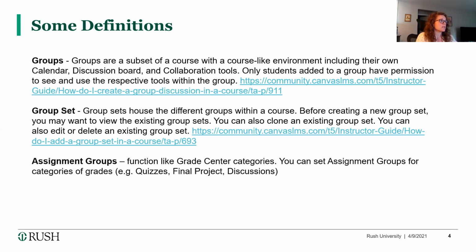And then assignment groups, those function a lot like Blackboard Grade Center categories. Those specifically pertain to grading and to chunking or categorizing like assignments in your grade center. So you can set assignment groups for categories of grades like quizzes, final project, discussion. So they're also very useful to set up for the purposes of creating groups and group sets, and then also group discussions in Canvas. Like many of the features in Canvas, they work well together and can be synced together in order to best facilitate these groups in the LMS.